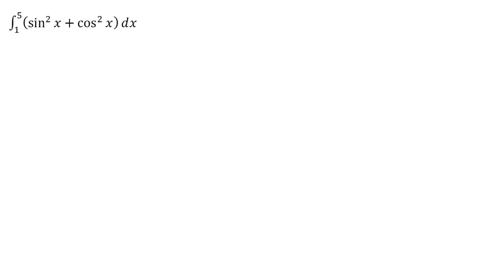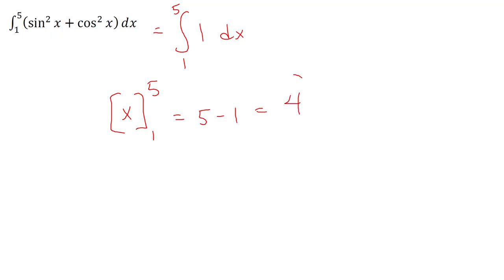Now this one might look difficult at first, but it's actually exceptionally simple. We recognize that sine squared plus cosine squared is just equal to 1. So this is really just the integral from 1 to 5 of 1. Well, the integral of 1 is just x. This is x evaluated from 1 to 5. That'd be 5 minus 1, which is just 4.